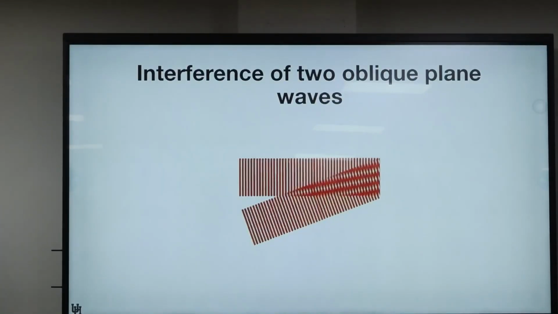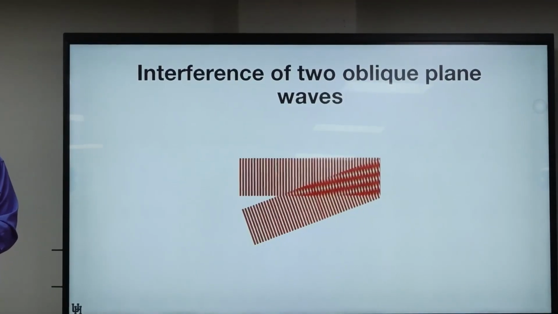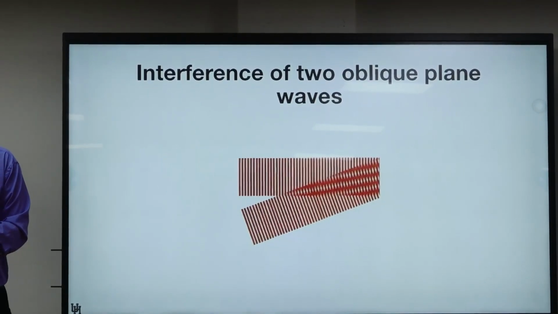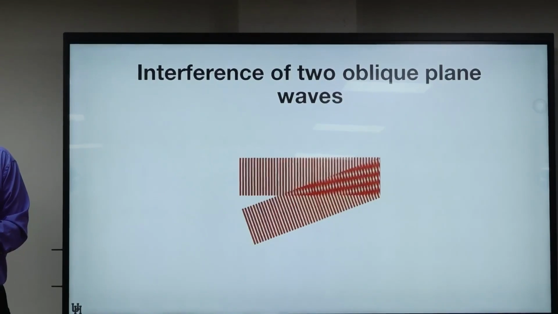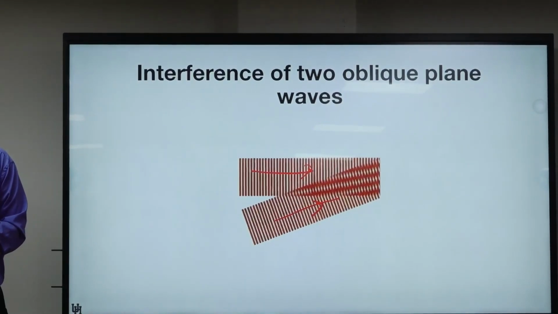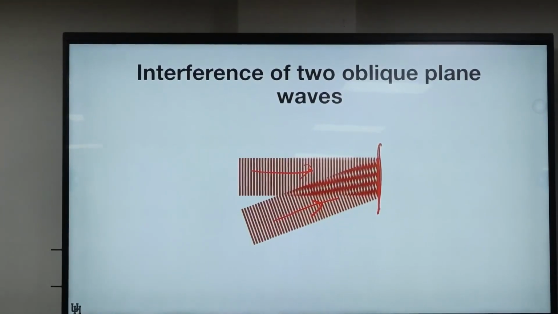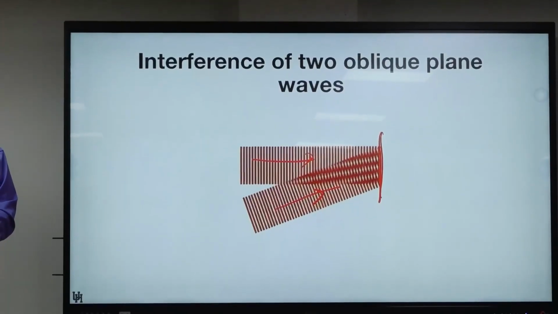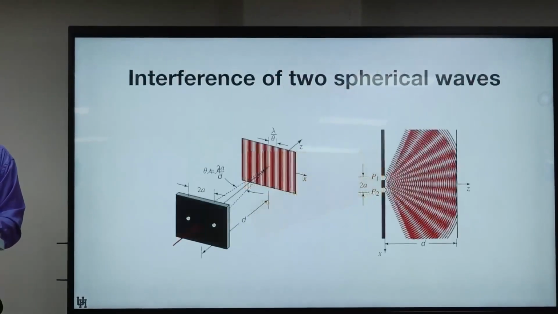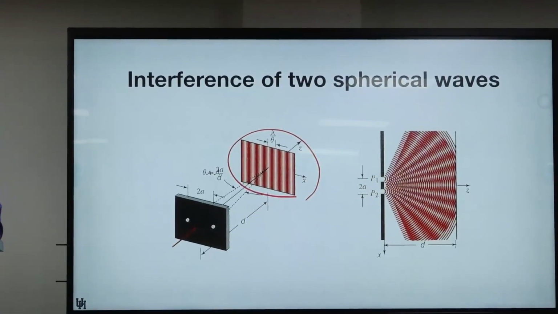So yeah, if you have interference of two oblique plane waves, meaning there is one plane wave which is going in this direction, another one which is in a slightly different direction. If you put an array detector here, or just a screen, what do you see? You see a diffraction pattern. Basically, it looks like this.